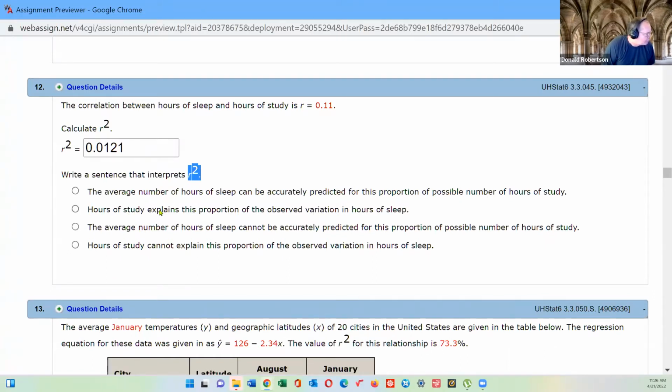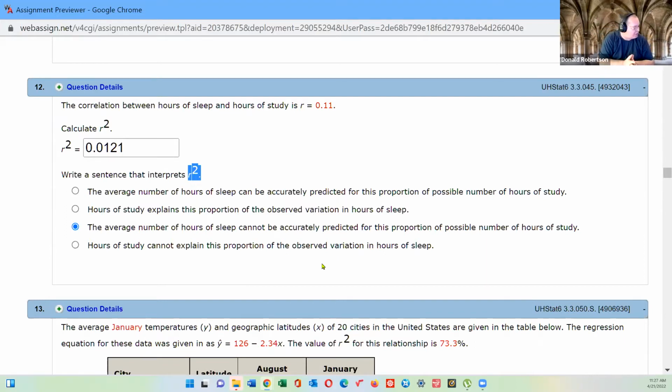The number of hours of sleep explains a proportion of their variation. The average hours of sleep cannot be accurately predicted, or the hours of study cannot explain the proportion. Would you agree an R squared of essentially 1% is there's no predictable values there? Wouldn't the data just look like a big bubble of nothing, right?